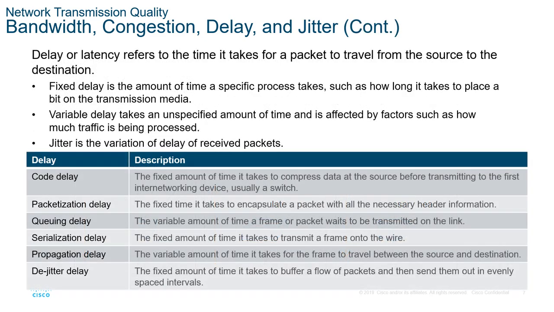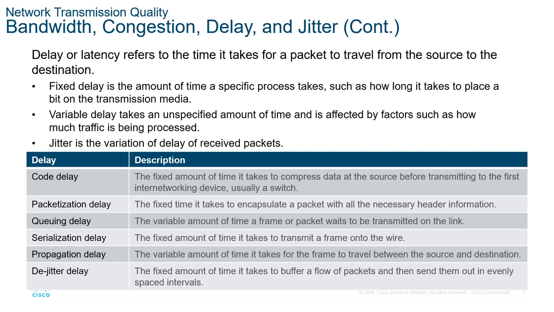All right, so let's dive a little bit deeper into that delay. Delay or latency basically refers to the time it takes for a packet to travel from the source to the destination. Normally, there's a fixed delay, the amount of time that specific processing takes, such as how long it takes to place a bit on the transmission media. That's all fixed, like we know that. However, there is a variable delay. Basically, this is an unspecified amount of time that is affected by factors such as traffic processing, traffic over the wire, and media transmission issues that are outside the norm.